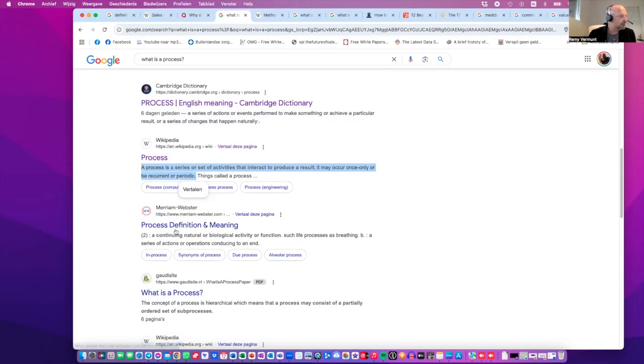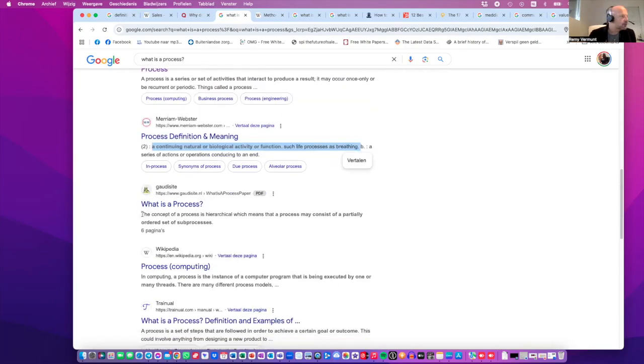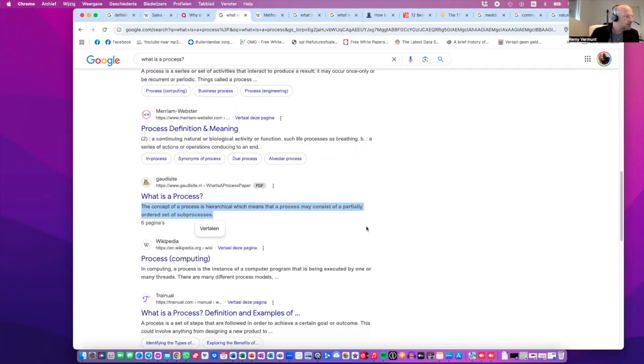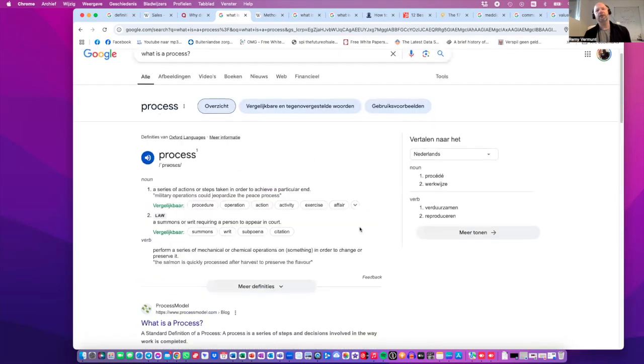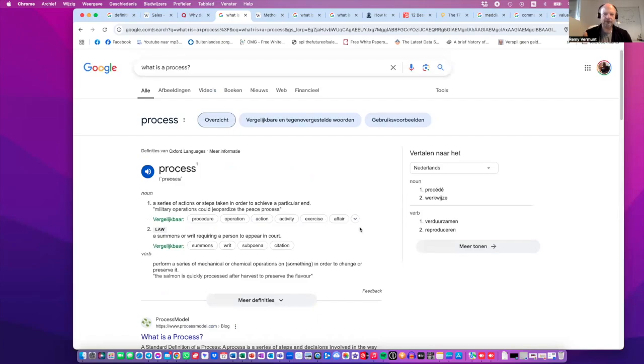What else do we have? A continuing natural or biological activity or function, life processes, breathing, yeah, that's also a process. The growing of plants, trees, it's a process. All of that is a process. The last one, the concept of a process hierarchical, which means that consists of particularly ordered. True, but that's not the definition. Okay, I think that's enough. I think we get it. So we have an input, a starting point, we have throughput, a process, the stages or the phases in the process, and we have output and outcome. I think we have it now.